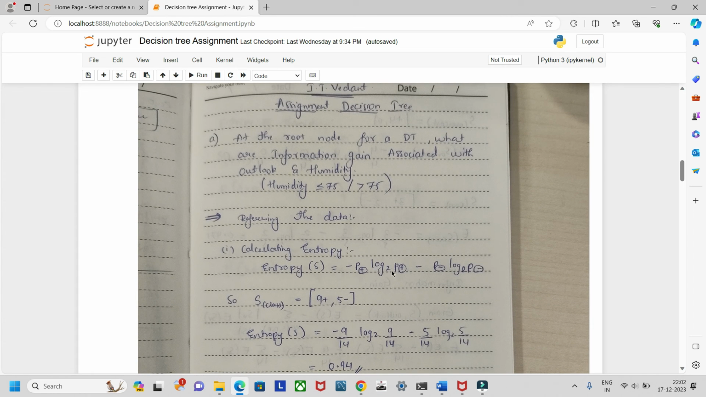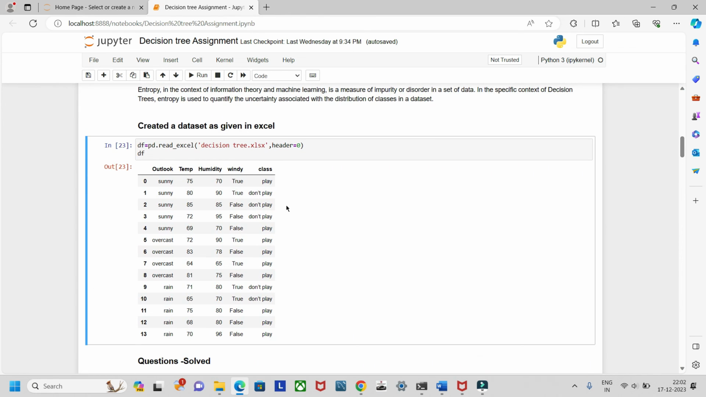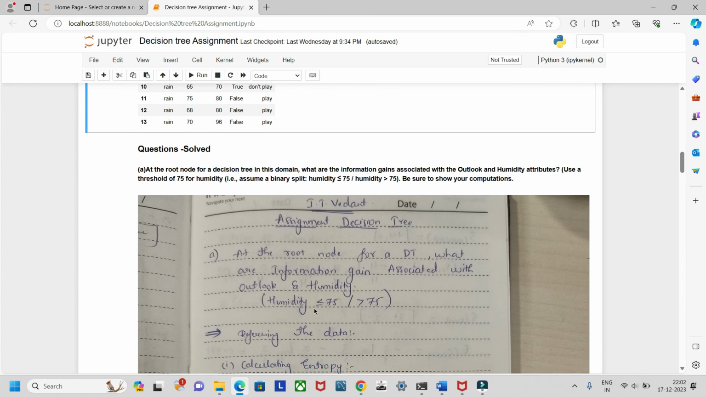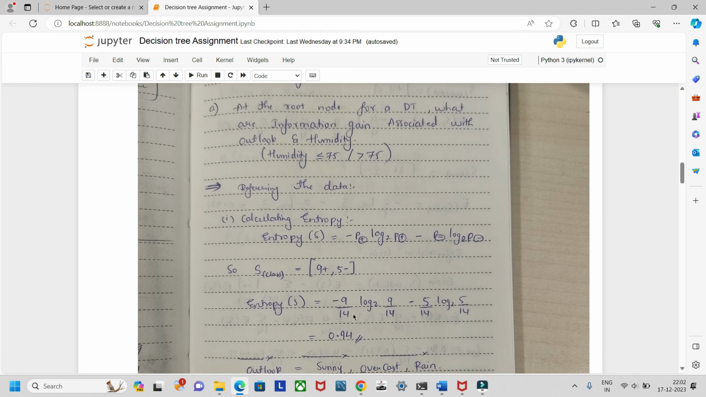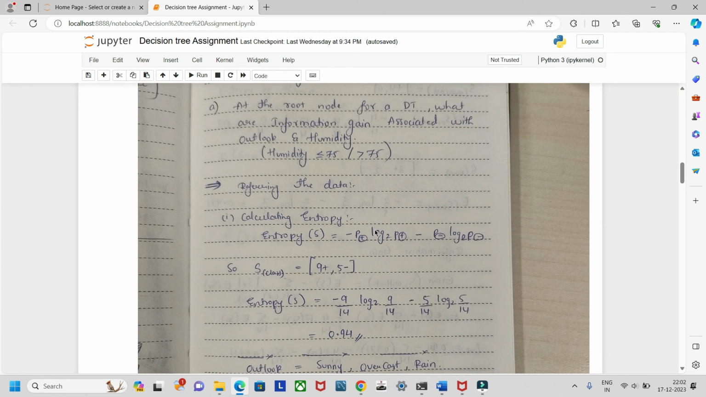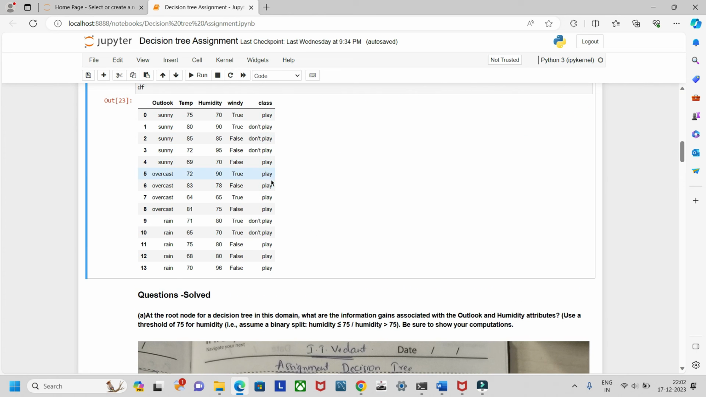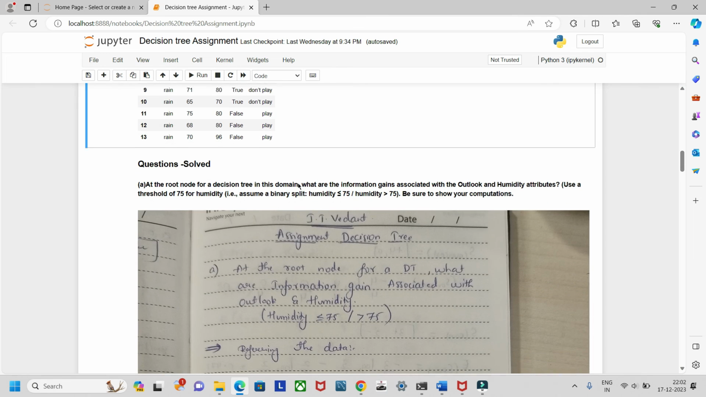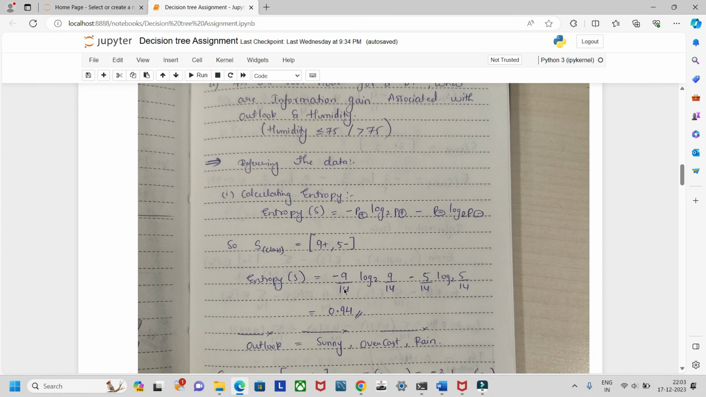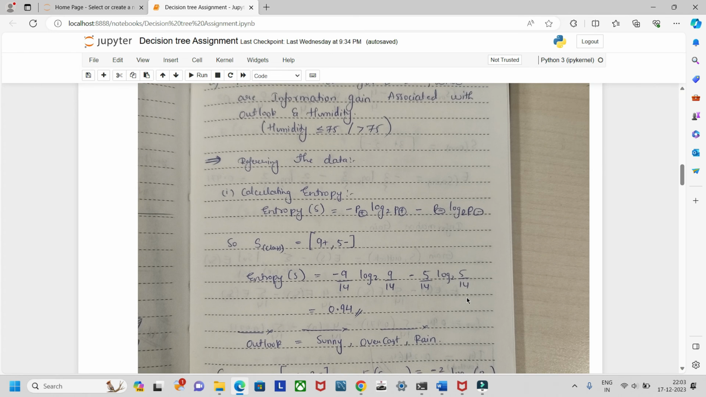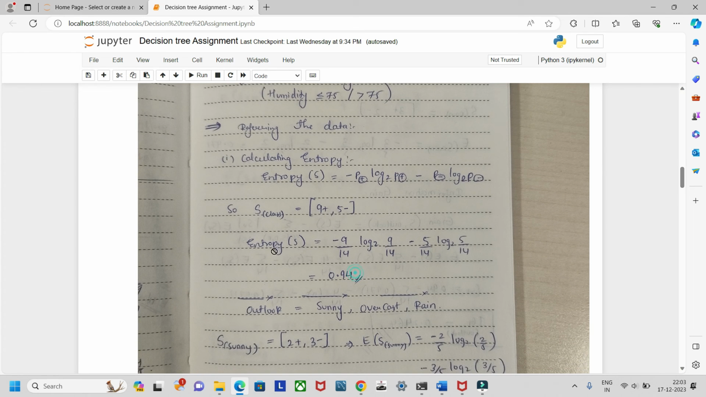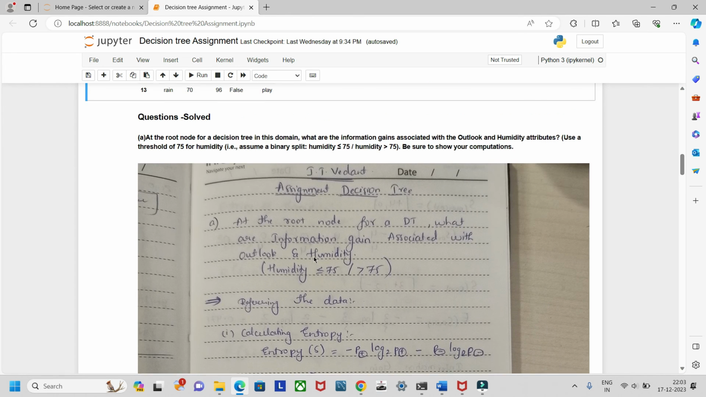So minus p plus log of p plus, where p plus is positive events, that is play. There are 9 positive and 5 negative. So minus of positive events times log of positive events, minus negative events times log of negative events, for the target variable. Play occurs 9 times and don't play occurs 5 times. This is how you calculate the entropy: minus 9/14 log 2 of 9/14 minus 5/14 log 2 of 5/14. It comes out to be 0.94. This is the entropy of the entire data set.